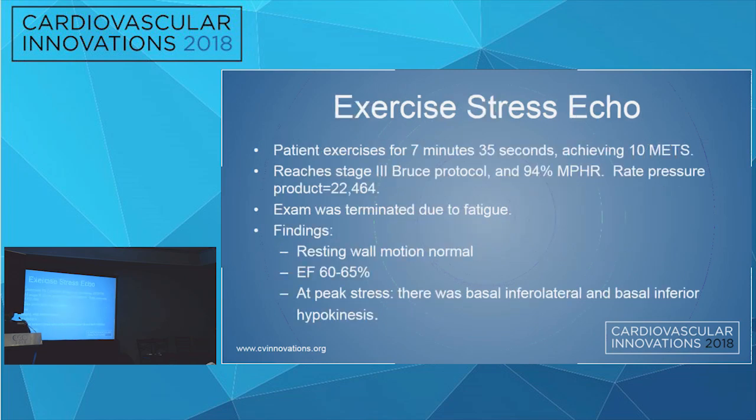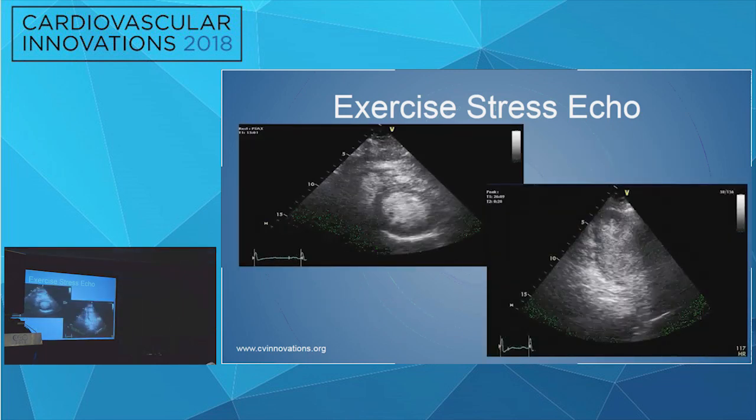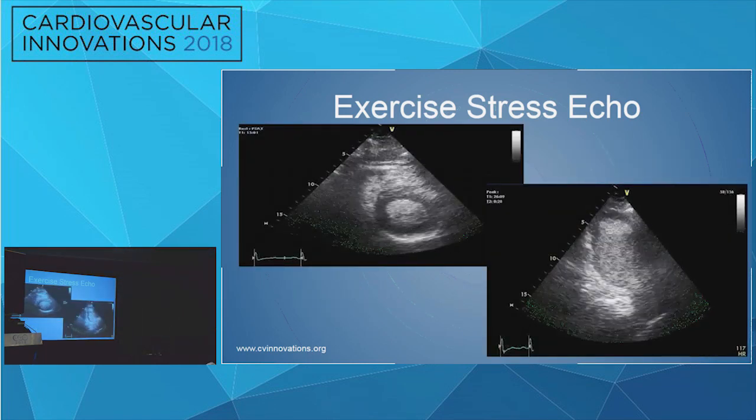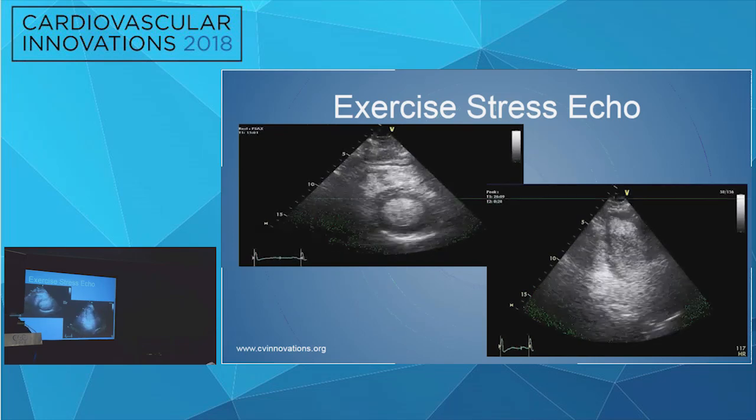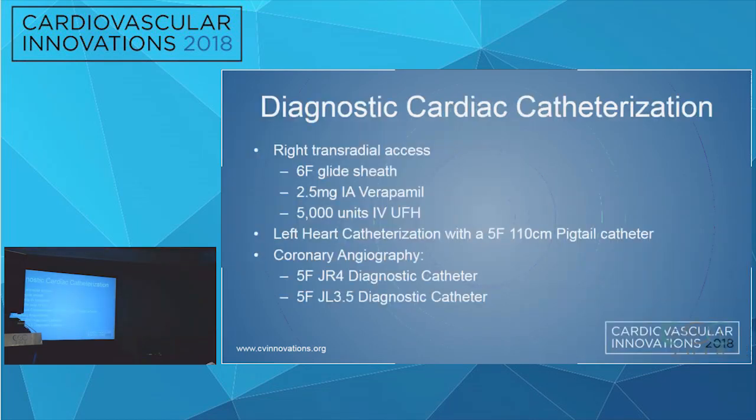The stress echo, she did about 7.5 minutes of Bruce protocol, achieved around 10 METs, reached stage 3 of Bruce. Rate pressure product 22,400. Exam was terminated due to fatigue. She had normal resting LV function, 60-65%, but at peak stress there was some basal inferior and infralateral basal hypokinesis. Just to quickly show you the stress images, you can see the inferior basal and infralateral walls mildly hypokinetic. So she presents for cath.